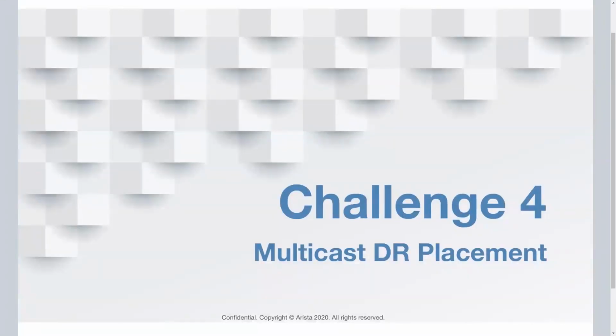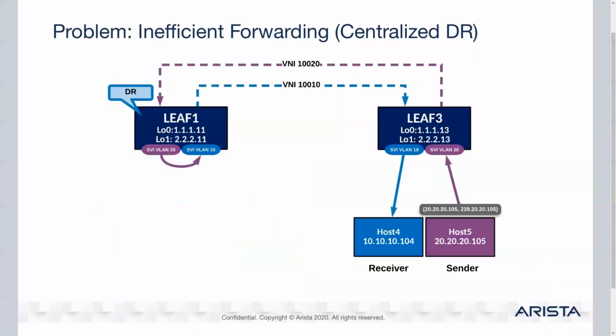Okay. So up until this point, all of our examples have consisted of receivers and senders residing within the same bridge domain. So now we're going to mix it up a little bit. And just as we saw with the IGMP querier, the same issue can occur with the multicast DR for a given bridge domain. So in this case here, we have leaf 1 acting as a centralized DR for the environment. And this is going to lead to an inefficient forwarding model where all routed multicast traffic must hairpin through leaf 1 in order to be routed.